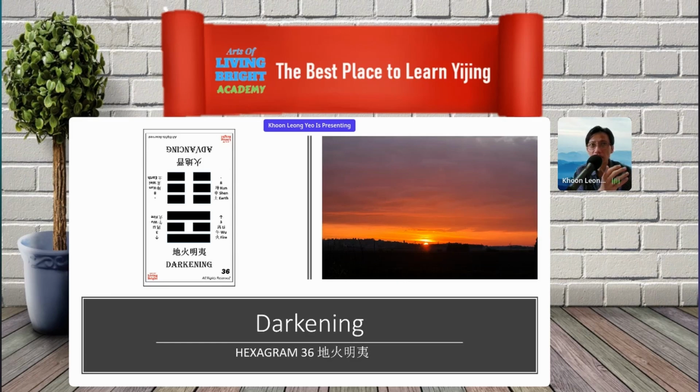Okay, now if people are smearing your reputation and things like that, you can quickly go into darkening. Now, recently in Taiwan, there's this celebrity, 爆料, 爆料, go and say this, that celebrity have this thing, that thing, and then a lot of celebrities kena. Okay, so all of them are actually undergoing this darkening phase right now, because it's called 地火明夷. Okay, so we are coming to this hexagram next, 36, called 地火明夷.